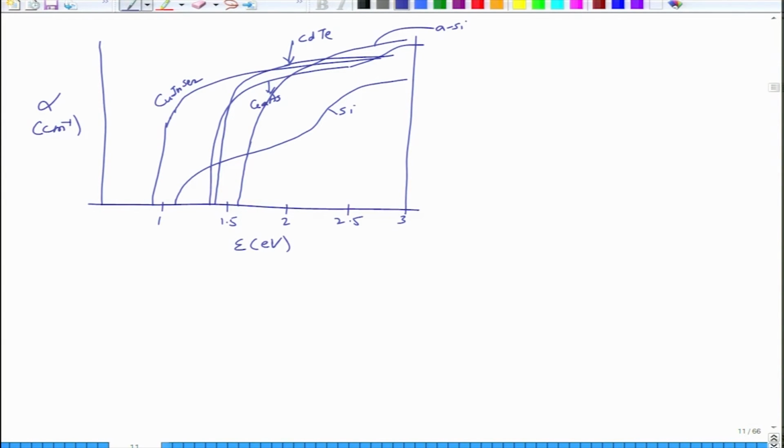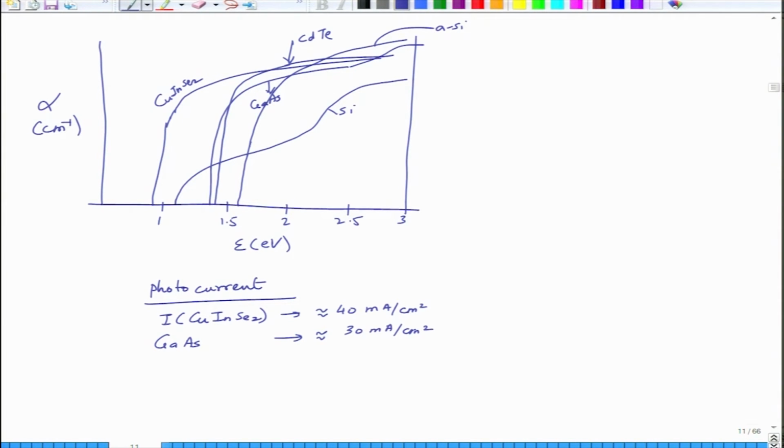So photocurrent, for example, in the case of copper indium selenide can be quite high. It could be nearly 40 milliamps per centimeter square. Its band gap is also lower and its absorption coefficient is also higher. It can give you pretty high photocurrents. Gallium arsenide gives you values of the order of 30 milliamps per centimeter square. Cadmium telluride gives you of the order of about 25 milliamps per centimeter square.